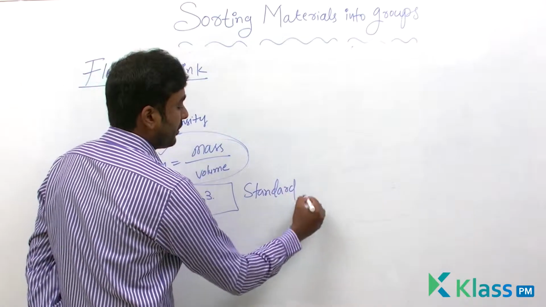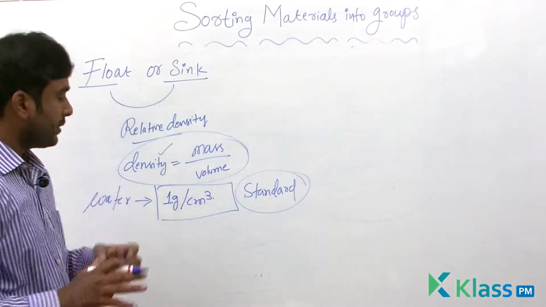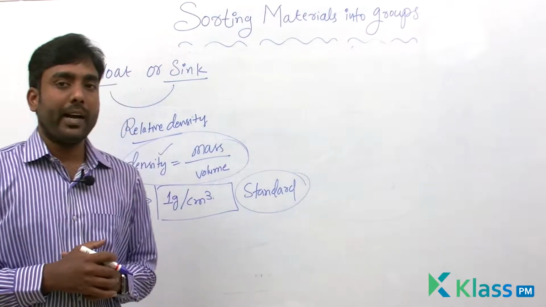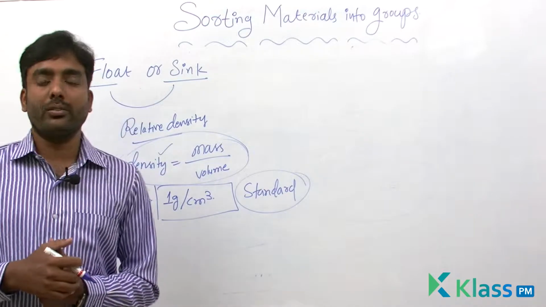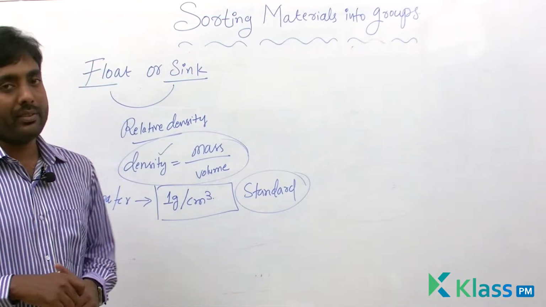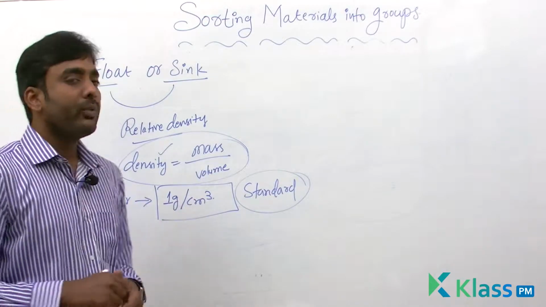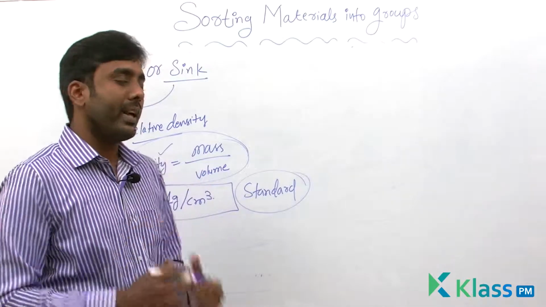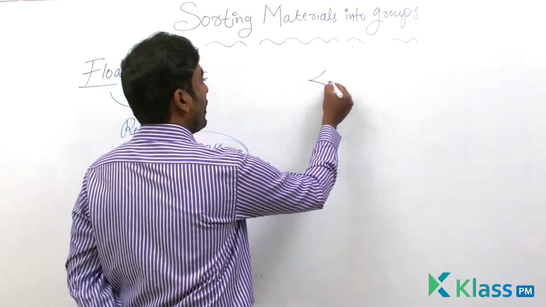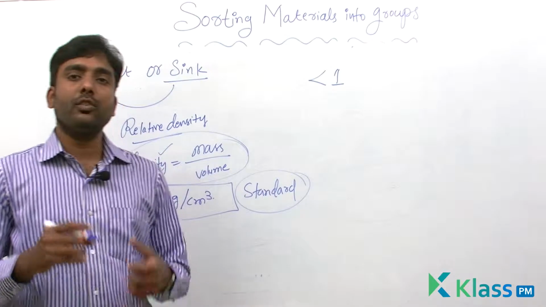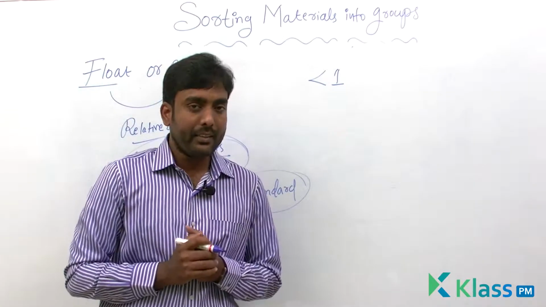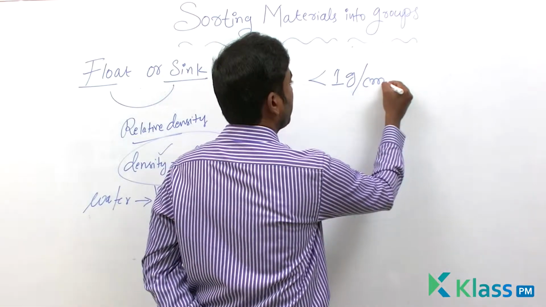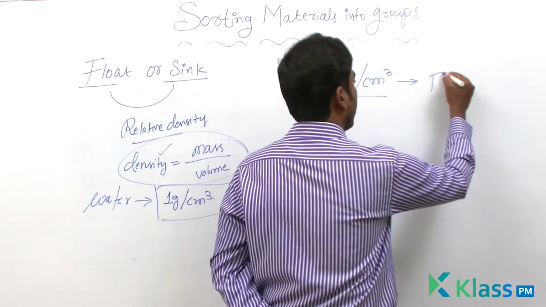So all other substances' densities are compared with water, and it is going to be decided whether they will float on the water or sink in the water. Okay, how will it be decided? Based on the relative density of water. All the materials whose relative density is less than 1 gram per centimeter cube, all of them float on the water.